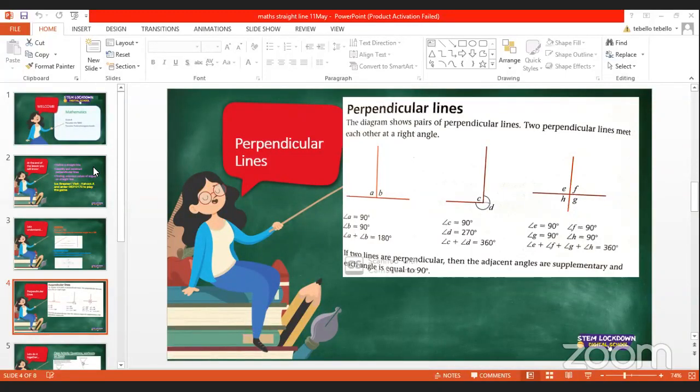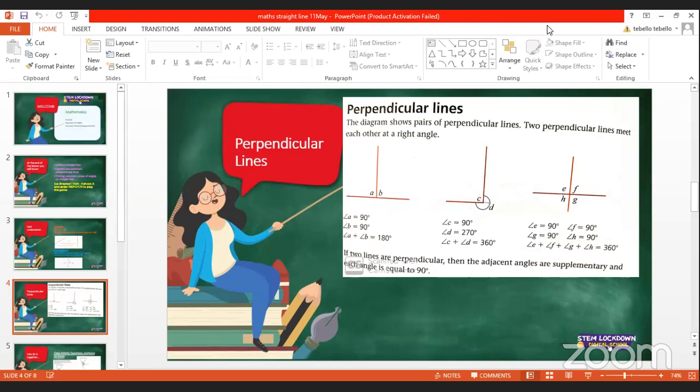Okay, guys, I can't seem to find the whiteboard option here. Where is our whiteboard? Okay, in the meantime, while we still look for our whiteboard, let's look at the perpendicular lines.